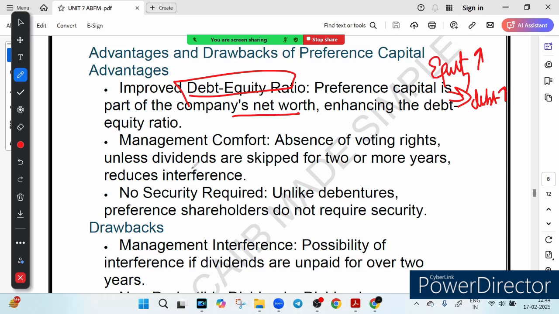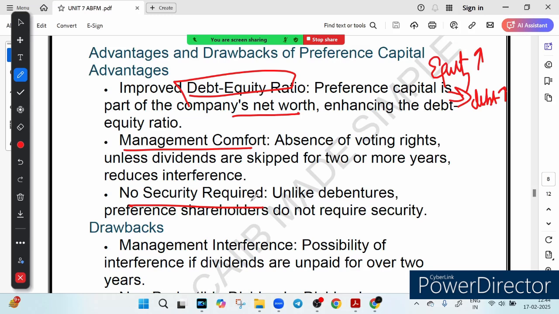Now, less interference, management comfort, because interference is less. Unlike equity shareholders, preference shareholders don't have the voting right. I told you earlier, they don't have the voting right unless the dividend has not been paid for 2 years. So management retain full control of the decision making, and also no security is required. Unlike loan or debenture which require collateral, companies raise preference capital without pledging any asset.